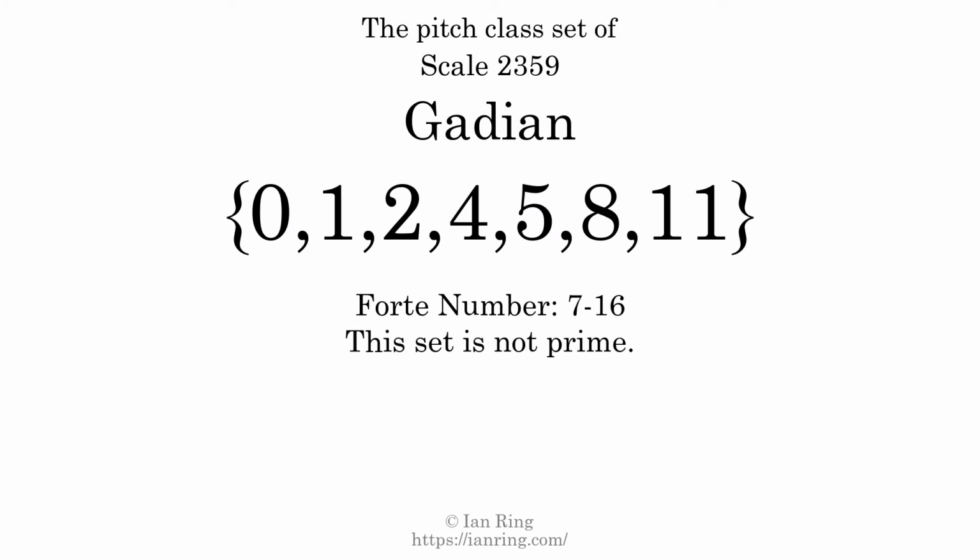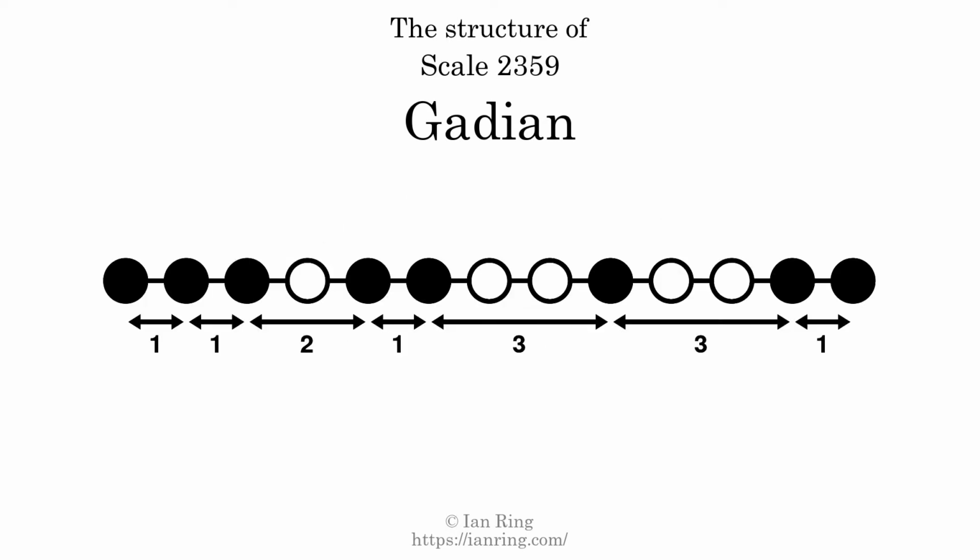The pitch class set for this scale is 0, 1, 2, 4, 5, 8, 11. The forte class is 7-16. This set is not prime. The structure of a scale is a description of the interval distance between each successive tone. This scale has a structure of 1 1 2 1 3 3 1.